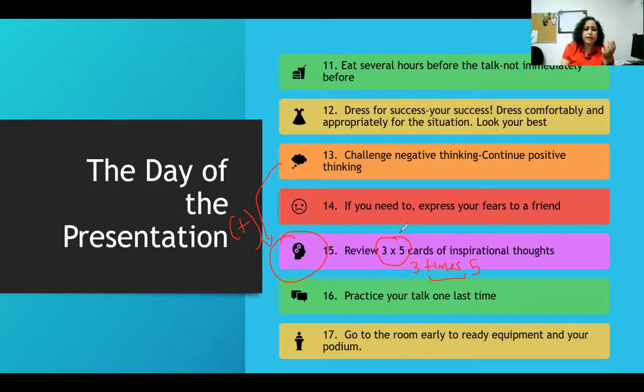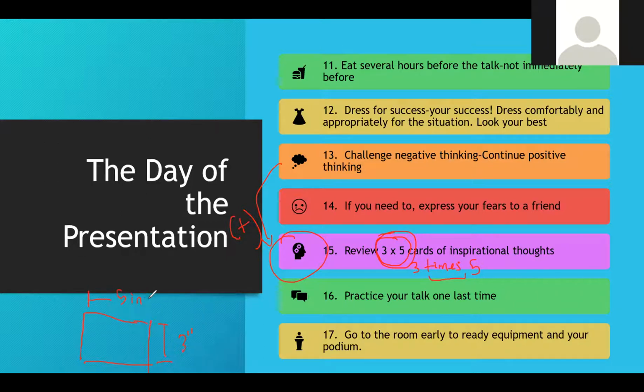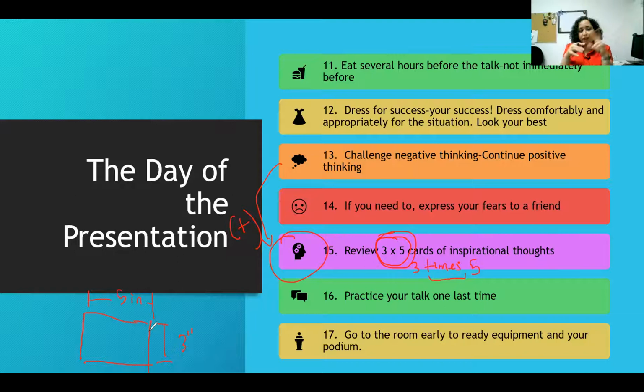And okay, this size. This is just talking about the size. It's about 3 inches times 5 inches. So I write it down in different ways. But this is because those cards, you can find them in any store where they sell office supplies, because it's common to have those little cards.